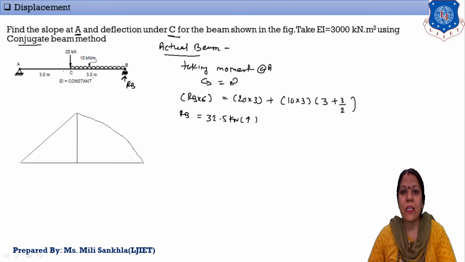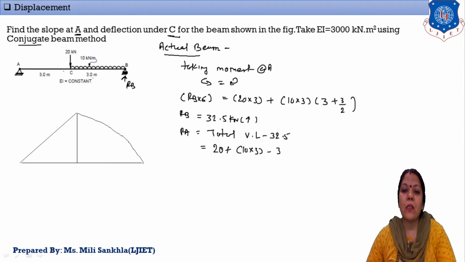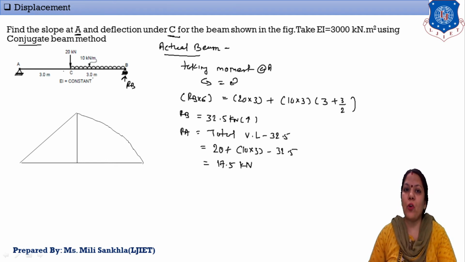Now we find out our second reaction, that is RA. RA is equal to total vertical load minus our support reaction RB. What is the total vertical load? Point load 20 is given, mention here, and load of the UDL is equal to load into distance, that is 10 into 3, minus 32.5. Now RA is equal to 70.5 kilonewton.